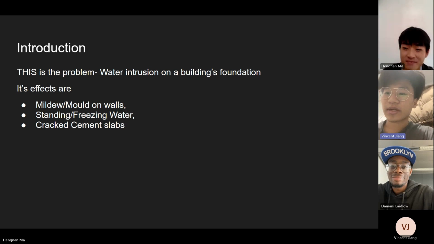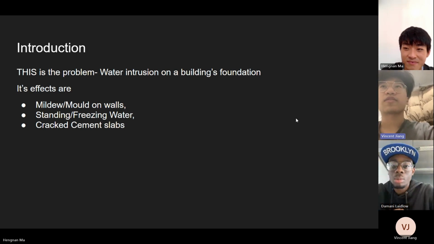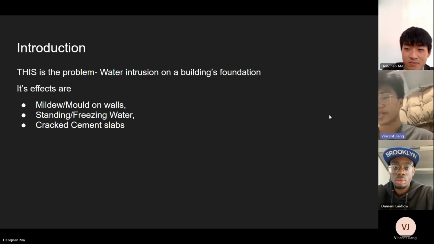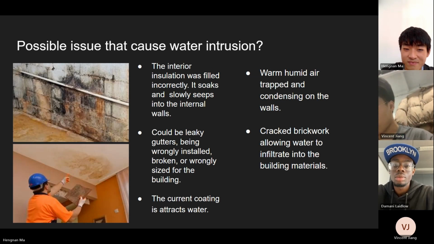Water intrusion is our problem. Its effects are mildew, mold on walls, standing, freezing water, and cracked cement slabs. We're mainly going to focus on the foundation of the building, since water intrusion poses a great threat to longevity and the structural integrity of the building. I feel like that's the most effective target we should focus on. In our next slide, Damani will go over some possible causes of water damage.